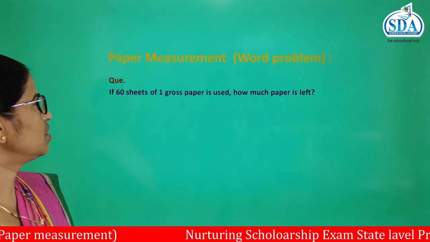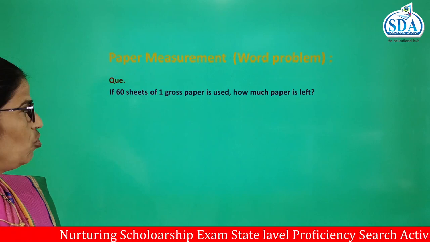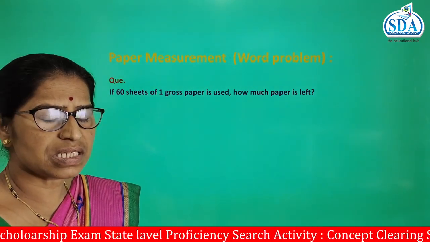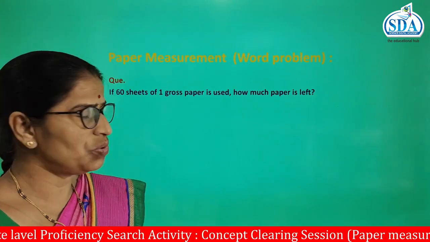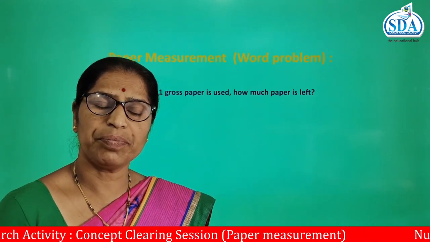Now see here, there is a question. If 60 sheets out of 1 gross of paper are used, how much paper is left?